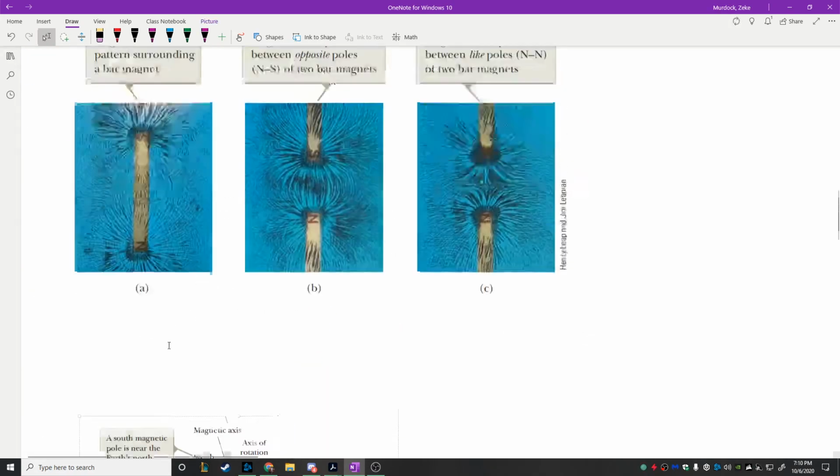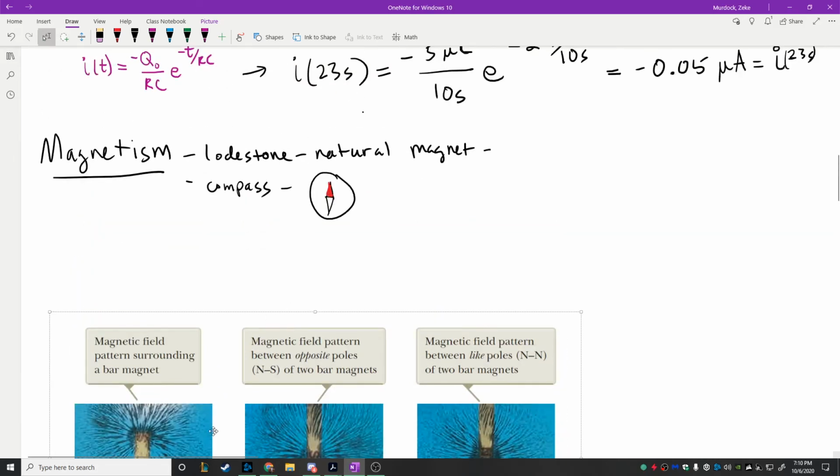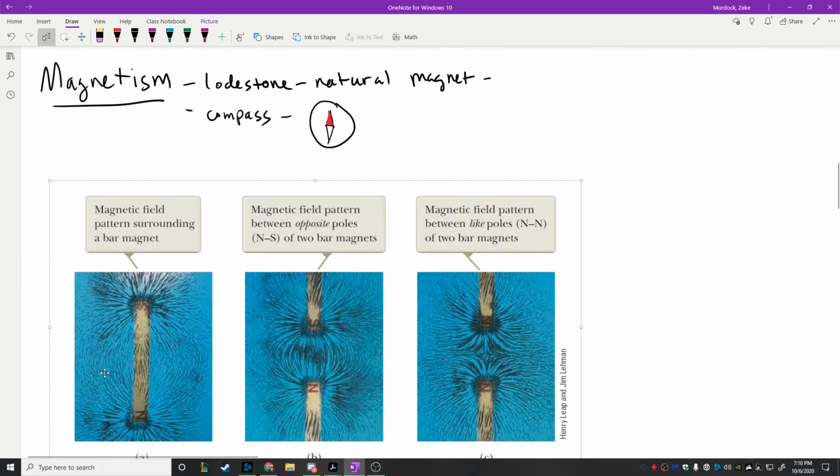Okay, so let's talk about magnets themselves and a more modern understanding of a magnet. So here are some examples of magnets, okay? And what's shown is what's called the magnetic field, okay? These are bar magnets that are probably something you're familiar with.